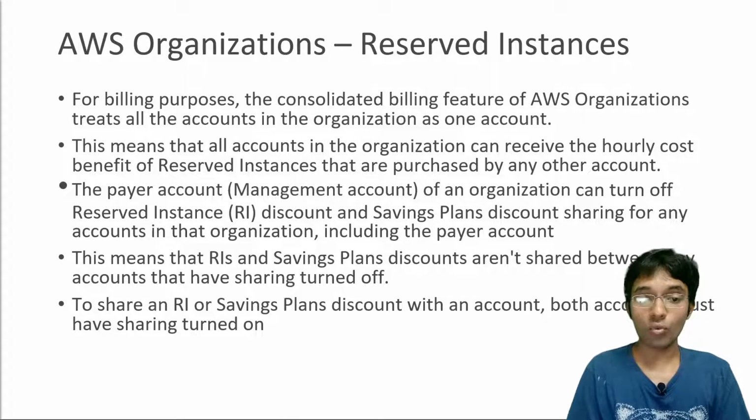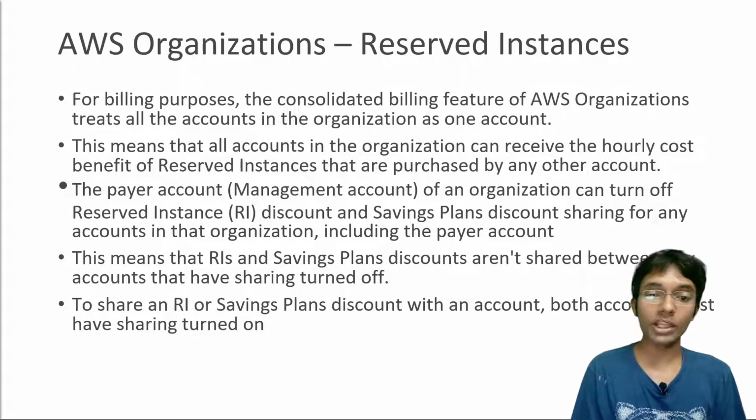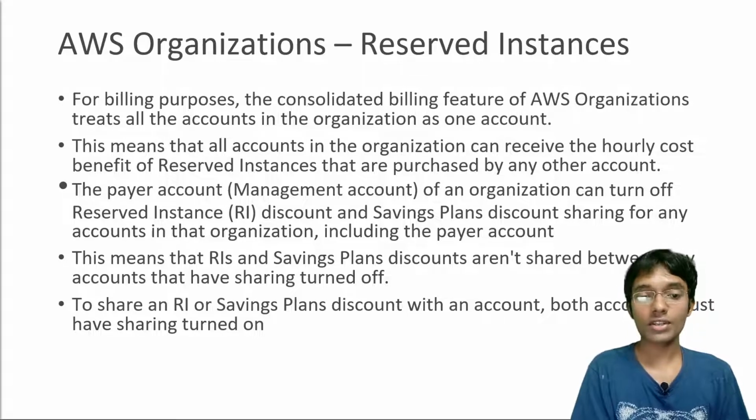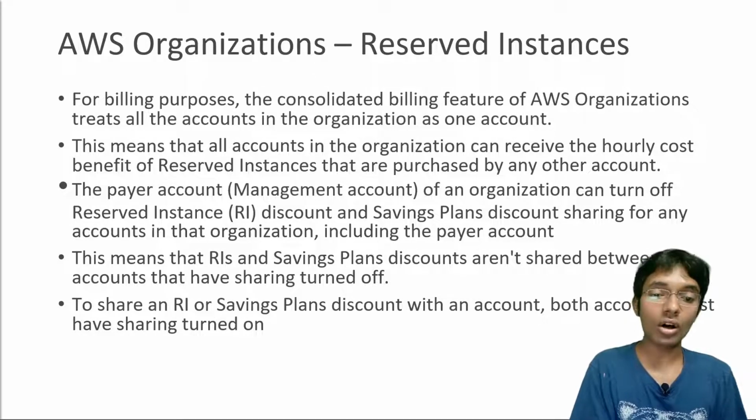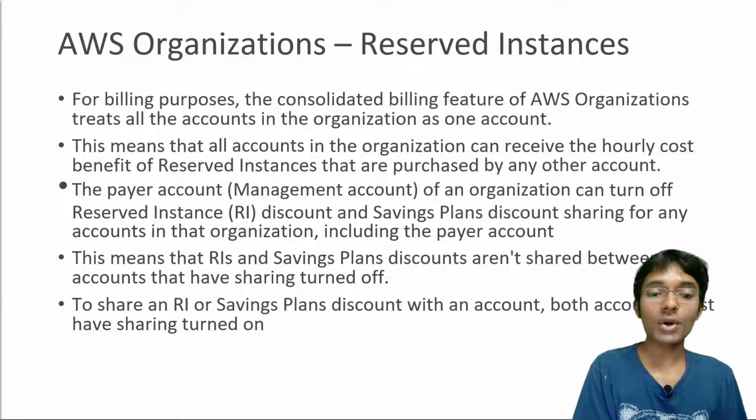so talking about what is shared in savings, we have reserved instances in organizations. For billing purposes, the consolidated billing feature of AWS Organizations will treat all the accounts as one account. That means that all the accounts in the organization will receive the hourly cost benefit of the reserved instance that is purchased by any other account. So it will give you the maximum amount of saving, even if a specific account is not using that reserved instance, but another is.